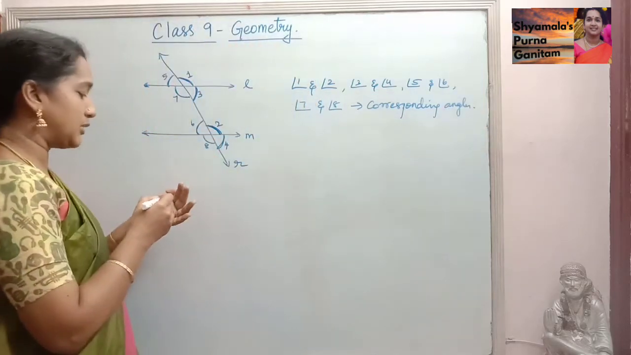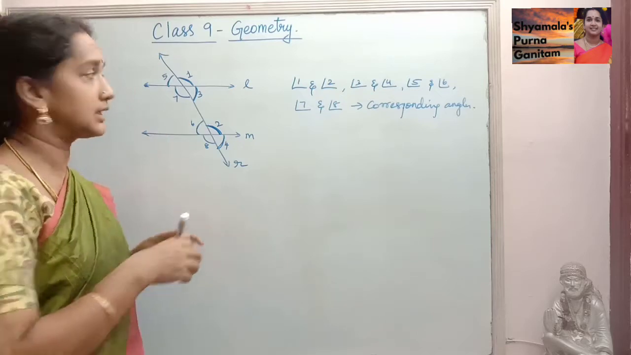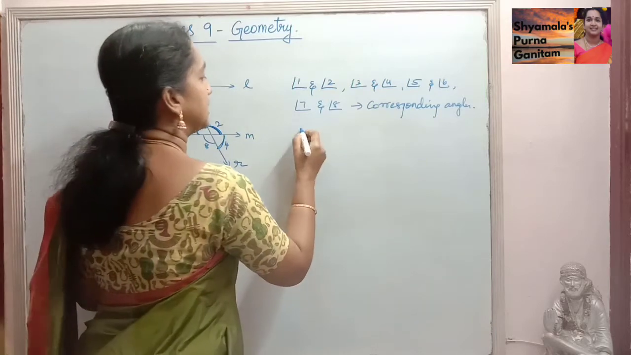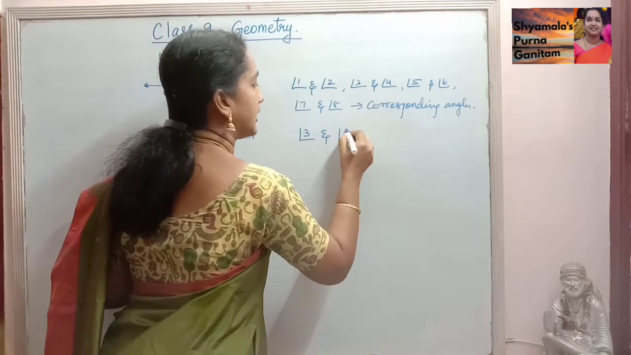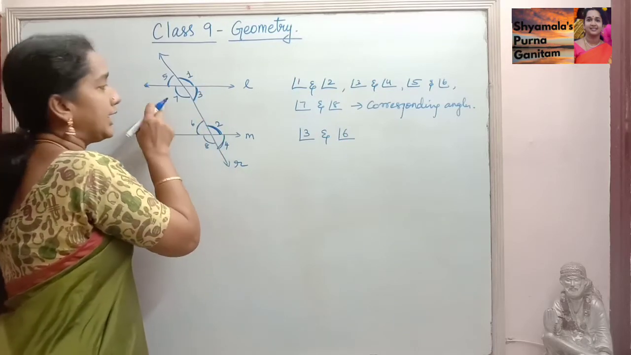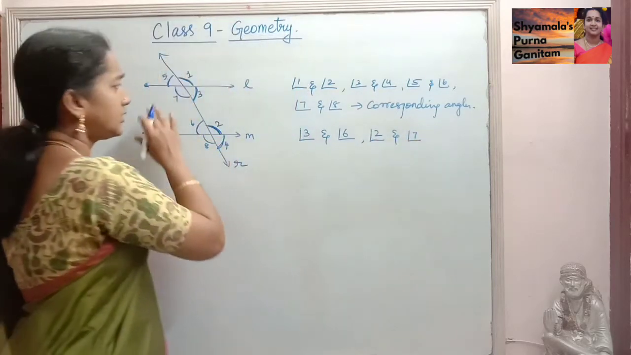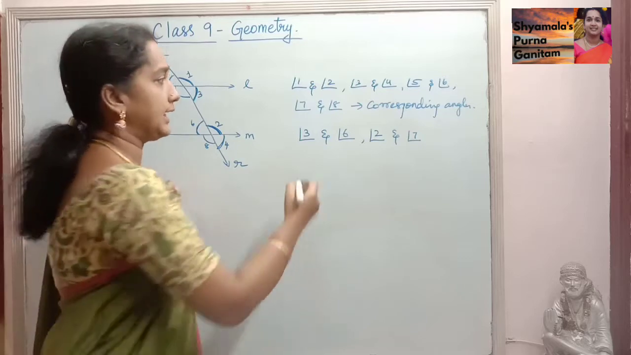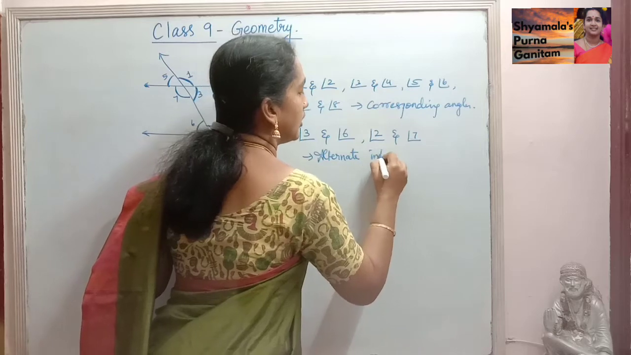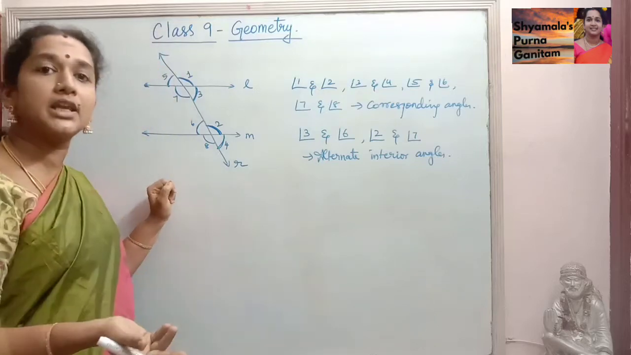Then same, if we take these angles, sorry, 3 and 6 are alternate interior angles. Angle 3 and angle 6 are alternate angles. Angle 3 and angle 6, we will say that as alternate angles. The same way angle 2 and angle 7 are alternate interior angles. Same way we will get alternate exterior angles also.